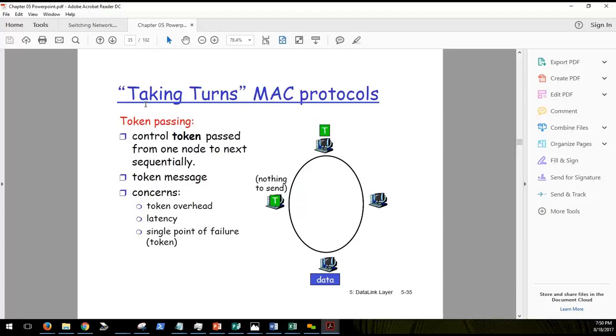So here is taking turns with token passing, and we call this token ring. A control token is passed around to the stations from one node to the next sequentially. The token is nothing more than a digital message. The concerns are token overhead, latency, and a single point of failure, namely the master who would generate the token.